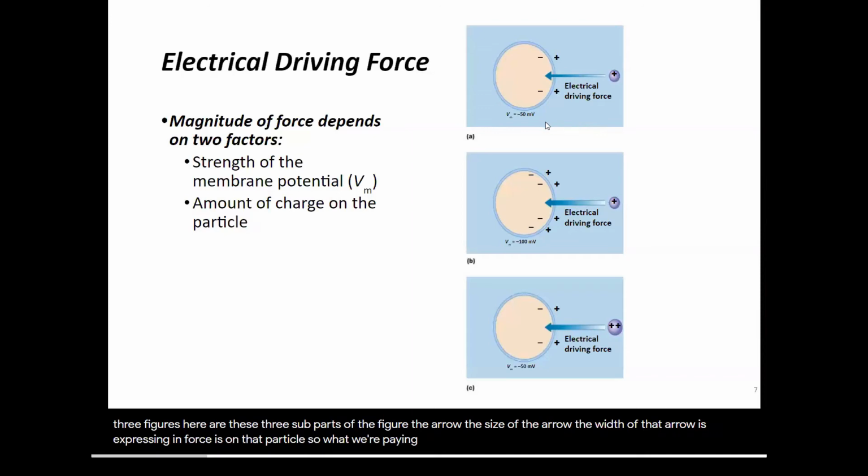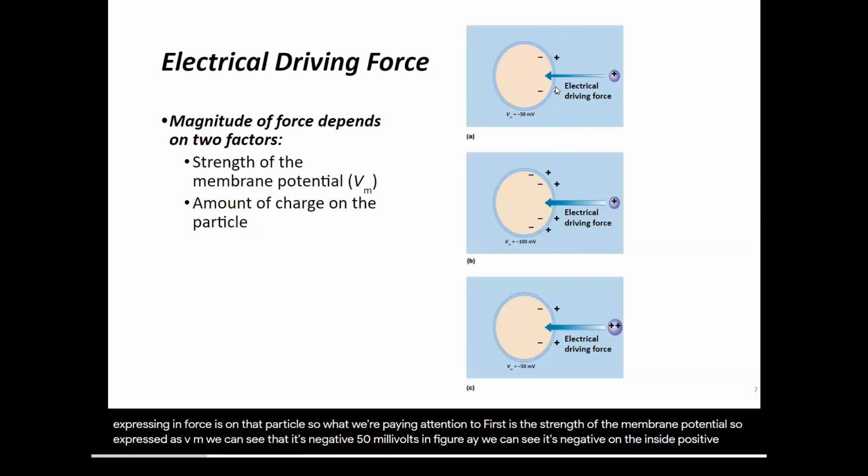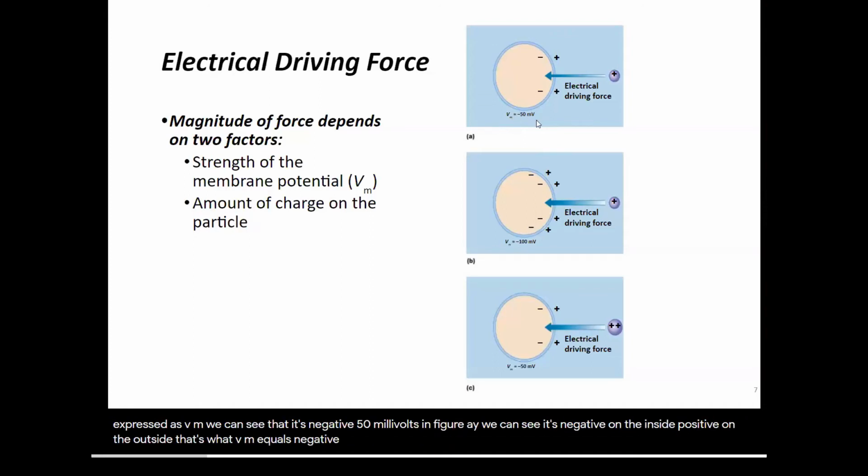What we're paying attention to first is the strength of the membrane potential, expressed as Vm. We can see that it's -50 millivolts in figure A. It's negative on the inside, positive on the outside. That's what Vm equals -50 millivolts means. And we're tracking a cation, a positive ion, on the outside in the extracellular fluid. That negative membrane potential is going to pull on that positive charge, pulling it towards the inside of the cell.